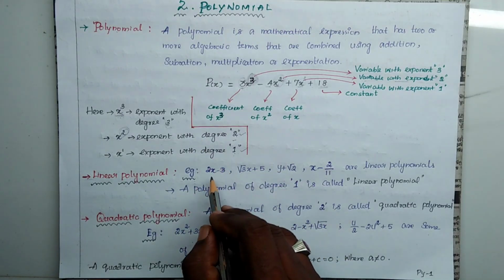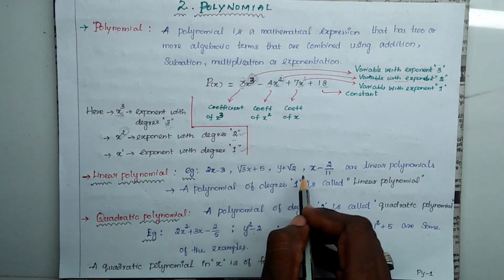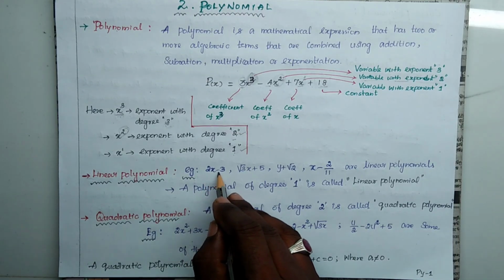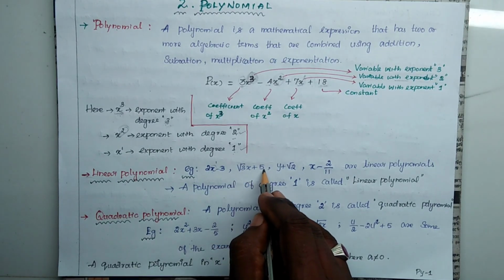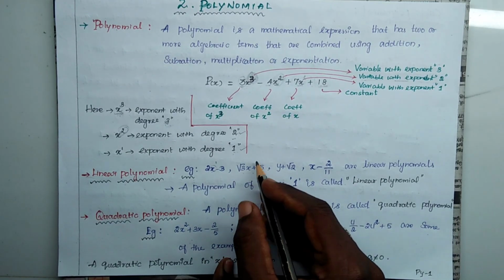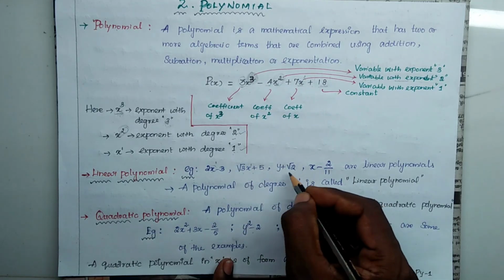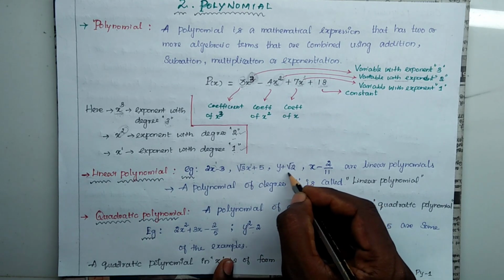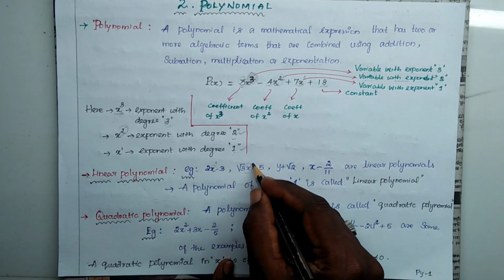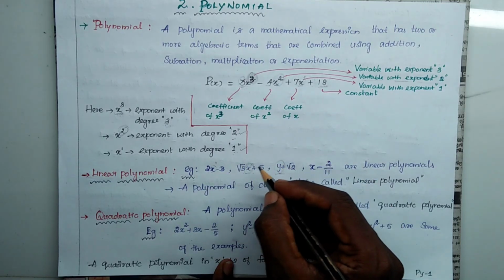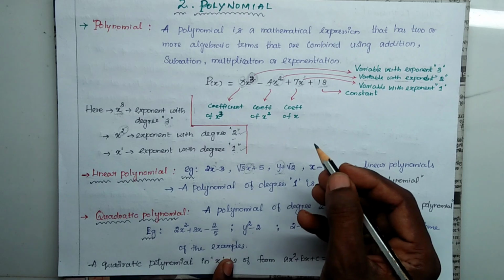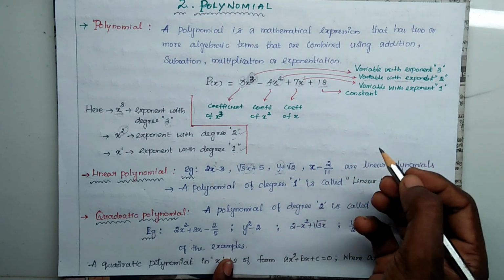Let us discuss some examples of linear polynomials. You see here 2x minus 3, where the degree of x is 1, and root 3 x plus 5, where the degree of x is 1, and y plus root 2. Here the variable is x, and here the variable is y. The variable may change, like x, y, z, or else they may take a, b, c.